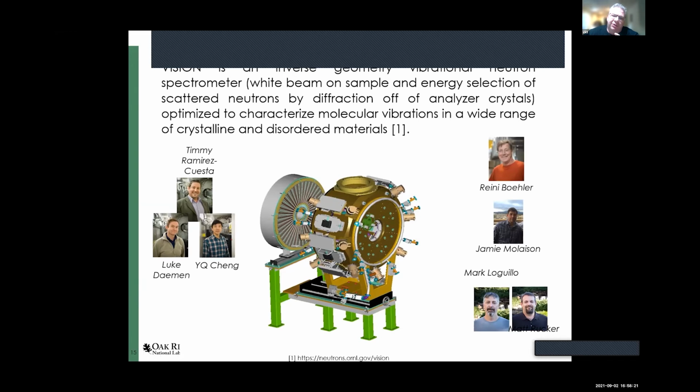All the way down to lattice modes and phonons, even down to the acoustic region. So we have a white beam that comes in from the left onto the sample, and then the energy analysis is done in the scattered beam. The scattered neutrons are reflected off analyzer crystals, and then you get a constant energy transfer. And because it's a time of flight, you can then back out the vibrational spectrum of the sample.